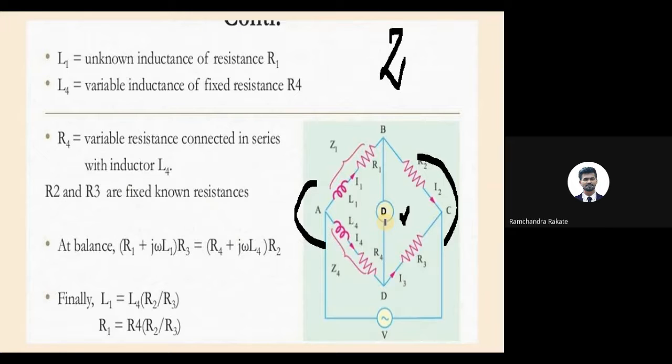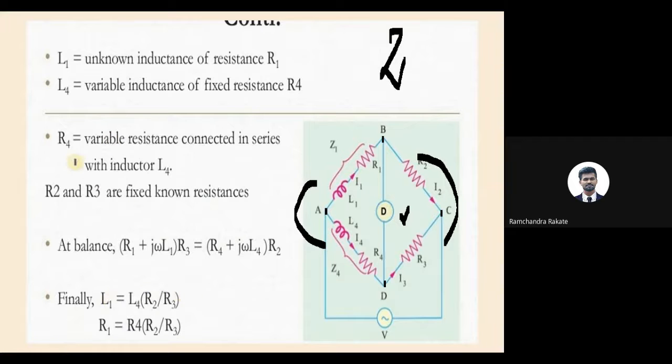In this case, the AC voltage source is supplied, correct? And the null detector is connected across this particular junction. Suppose B and D are the two junctions across which we connected the null detector, and A and C are the points where we connected our AC source, correct? So what do you mean by the balance condition?